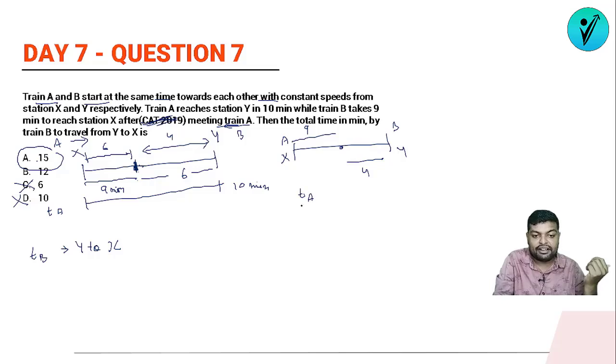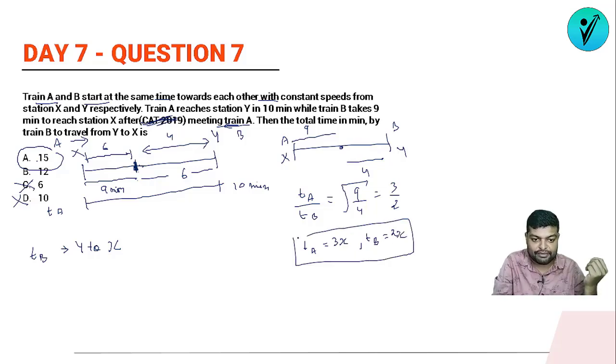So we can have train A upon train B as what? It will be under root of 4 upon 9. I hope everyone might be knowing this relation. Or we can say that it will be what? It will be 3 upon 2. So in general, train A की जो speed है, it is 3x और train B की जो speed है, that is 2x in general. Now we have the speeds of the trains, okay, in terms of x.